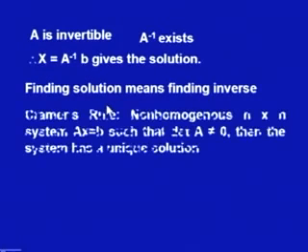Now, this is actually the basis for a method called Cramer's rule. According to this, for a non-homogeneous n by n system Ax equal to B, given that determinant A is not 0, the system has a unique solution. So, this method is applicable when determinant A is not 0.